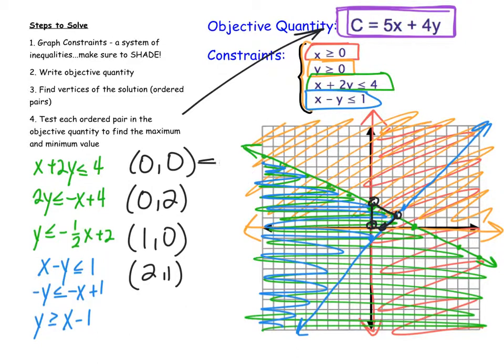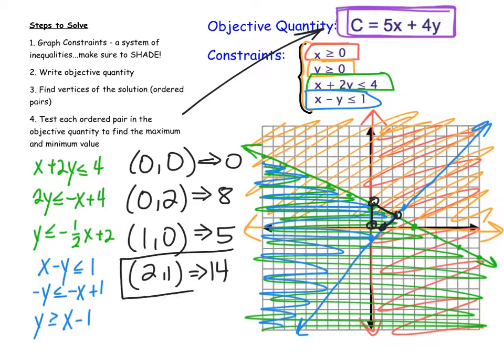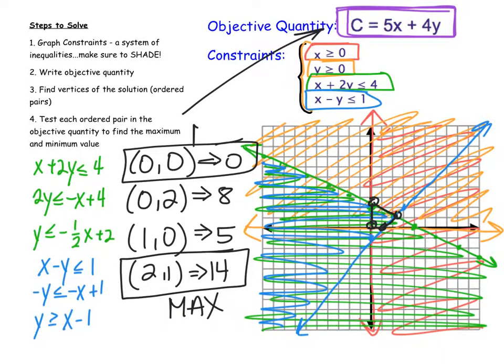And so in doing so, I get 0, 8, 5, and then I get 10 plus 4, 14. And so at the point (2, 1), that would be my maximization. And the point (0, 0) would be my minimum. So I found my max and my min.